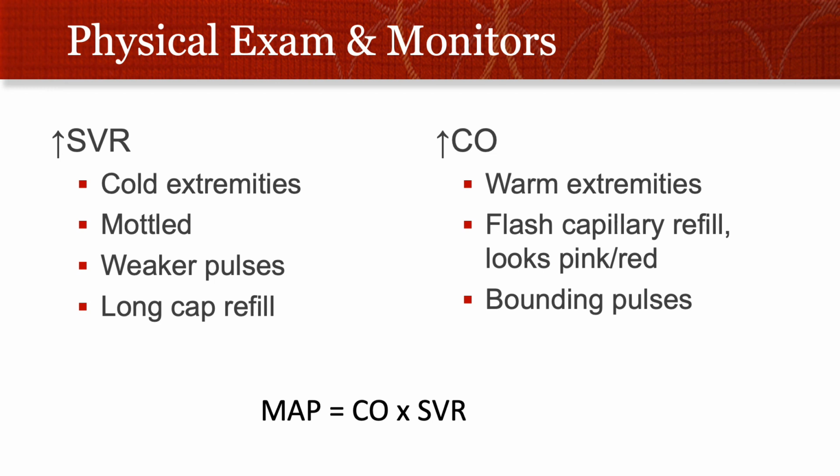High SVR, or vasoconstriction, will give you really cold extremities, hands that are mottled, and weak pulses with a very long capillary refill time. The hands look white. A high cardiac output, on the other hand, or low SVR, will give you warm, hot extremities with flash capillary refill time, and a patient that looks like they're having a fever. They're pink or red with bounding pulses.